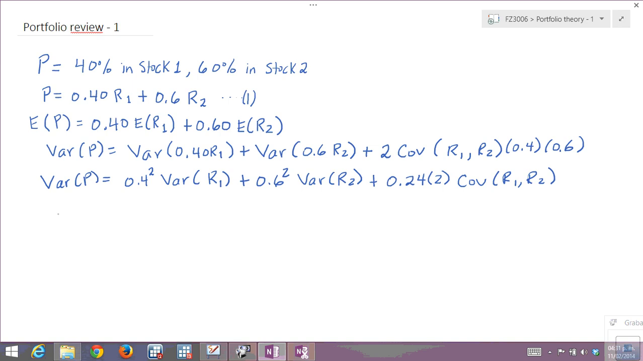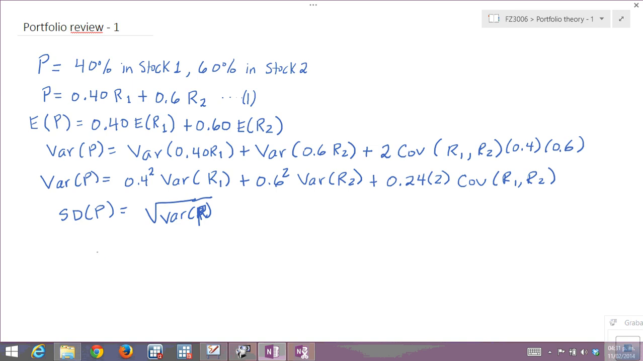Then the risk of the portfolio is just the standard deviation of the portfolio, that is basically the square root of the variance of the portfolio. Okay, this is equation 2.